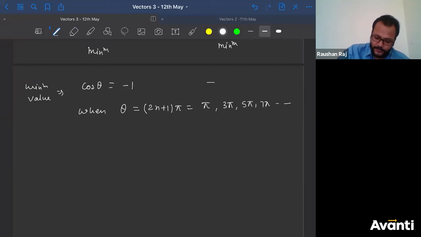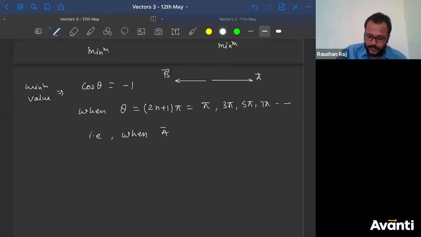Let me draw it here only. So this is A. Let me draw it a little better. If this is vector A, then this will be vector B. Okay. So there I will say that when A and B are anti-parallel, let me write it like that. Anti-parallel. Or I can say that they are opposite to each other.